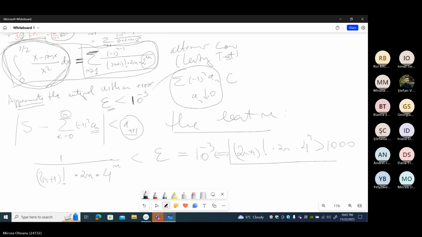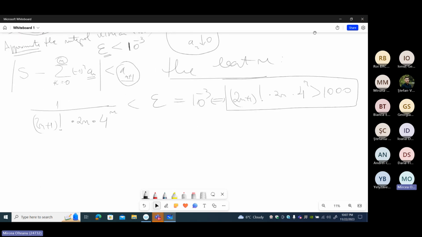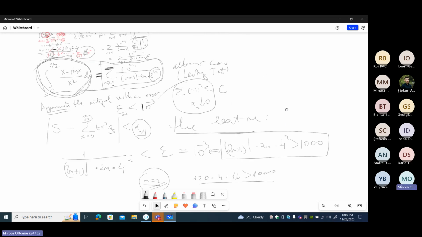And now we find the least n satisfying this inequality, and that will be the rank of the first neglected term. If we put here n equals 2, what happens? Here we have 120 times 4 times 16, which is obviously greater than 1000. So actually n equals 2 is already the first neglected term. So we need to add up to 1. That means the first term in this case.